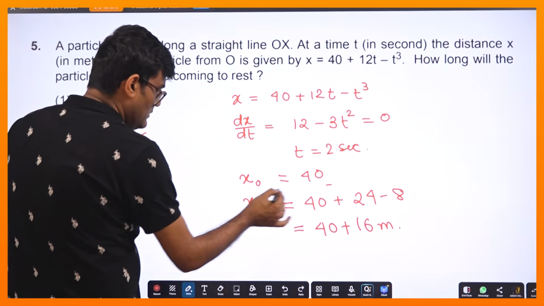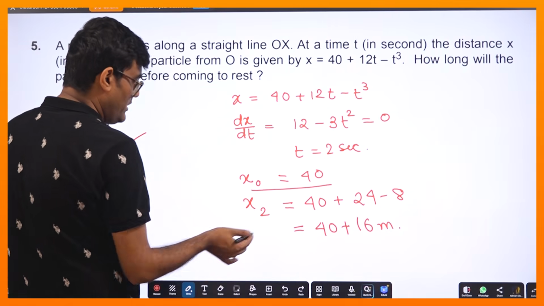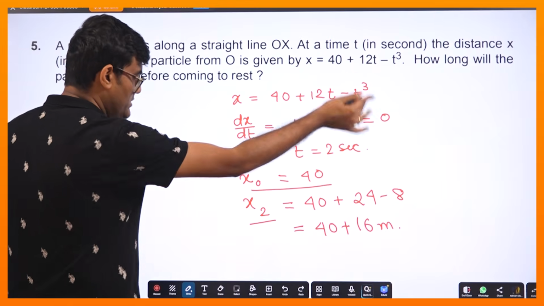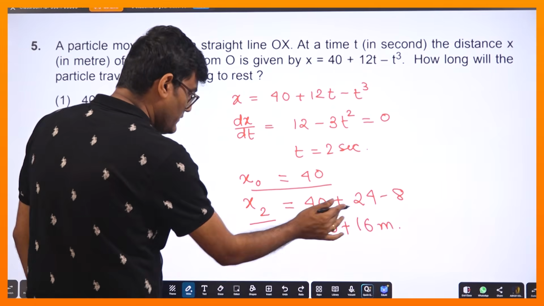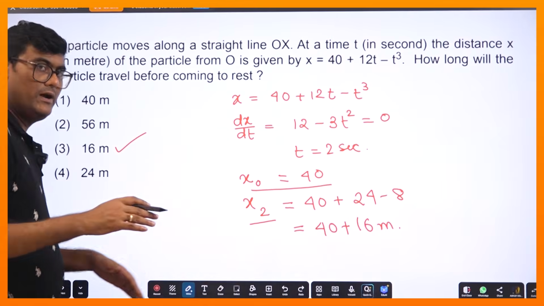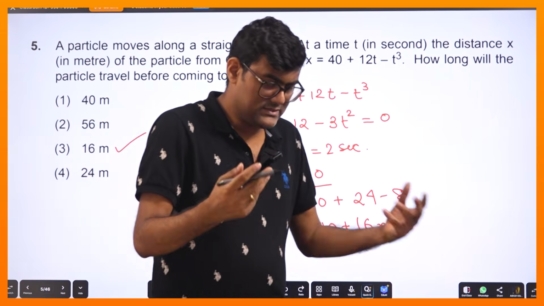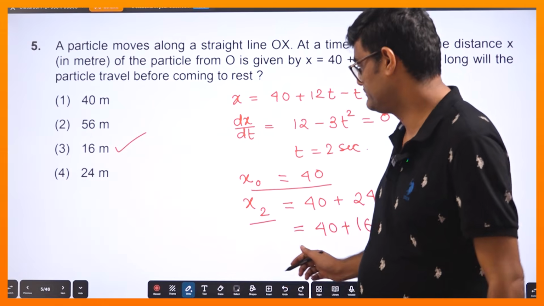Because it is also x0 at t equal to 0 and x is the position at t equal to 2 seconds. The position is 16 centimeter more. So the particle must have traveled 16 centimeter more.